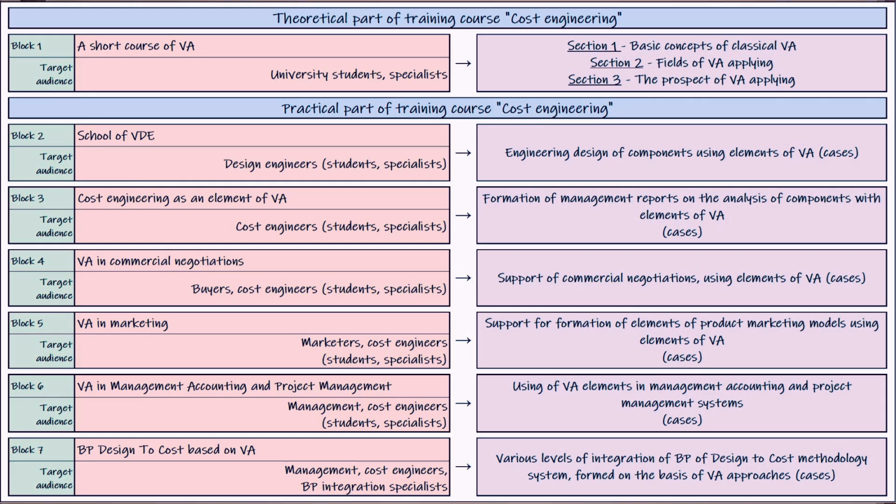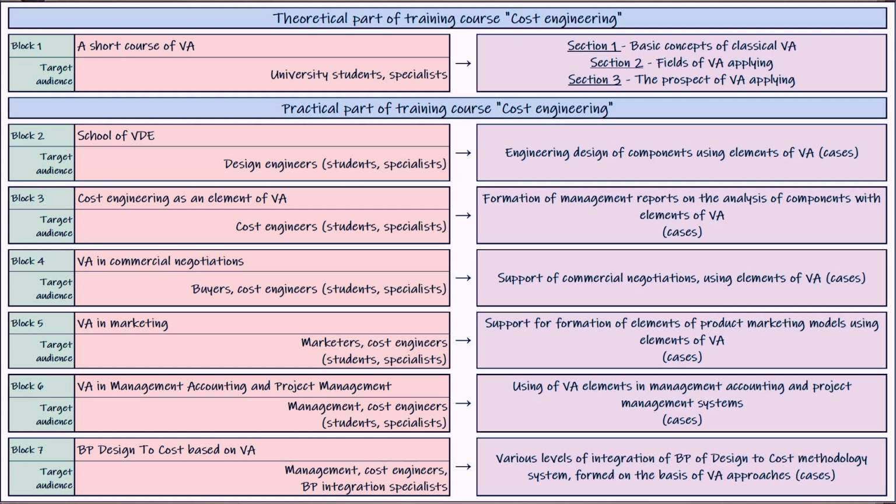Block 3. Block 3 includes a set of cases within which the activities of the Type 3 cost engineer will be presented. In particular, the cases of the tasks of the cost engineer, who is an element of the company's management accounting, preparation of reports for management, etc., i.e., being the link between the designer and the company's management in terms of cost of the product will be considered.